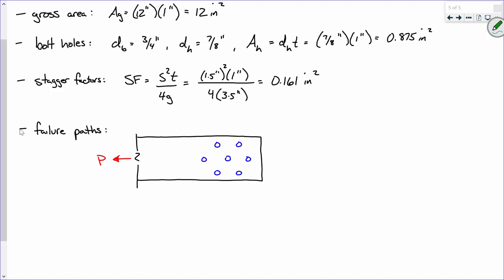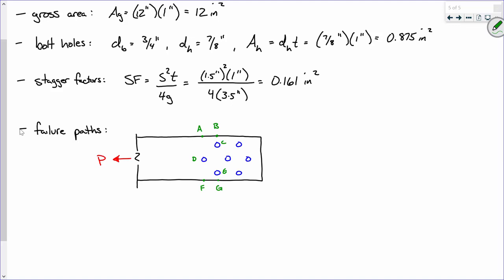connection to help our naming conventions. So let's see. I'm going to say that this point right here, we're going to say that's A. This point right here, that's B. We're going to say this one is C. This is D. This is E. Then we're going to say this point right here is F. And this point right here is G.